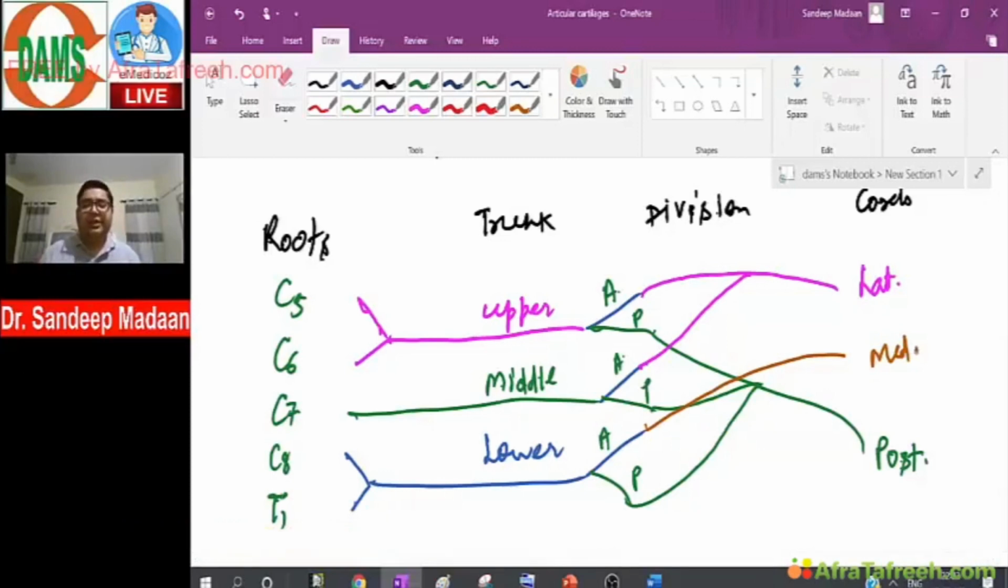So this is the formation of brachial plexus. Have you understood? We started with the roots C5, 6, 7, 8 and T1. C5, 6 make the upper trunk, 8 and T1 make the lower trunk. In between C7 runs alone, makes the middle trunk. Everything divides into anterior and posterior divisions. All posterior divisions come together to make the posterior cord. Anterior divisions of the upper and middle trunk make the lateral cord. Anterior division of the lower trunk makes the medial cord. Have you understood all? Yes, this is the formation of the brachial plexus.